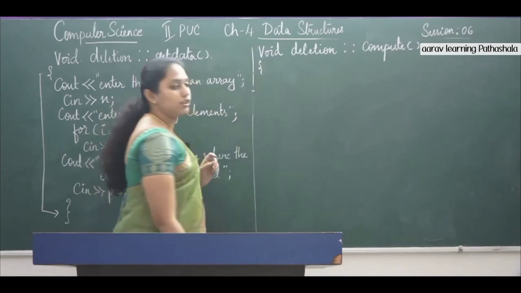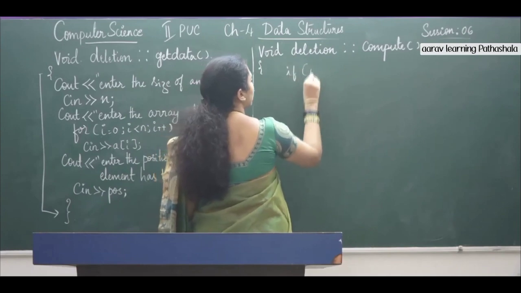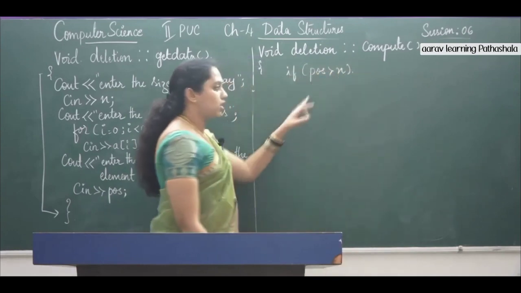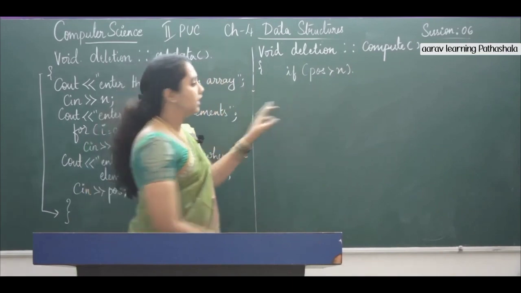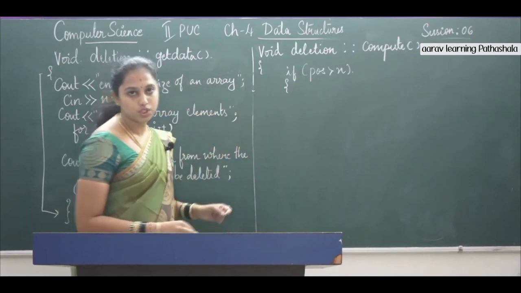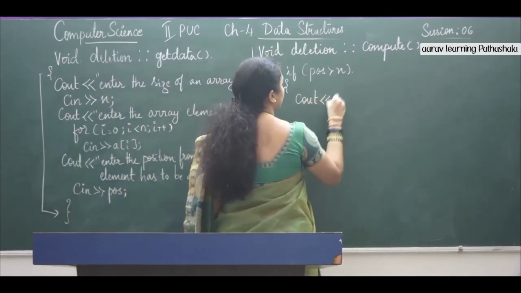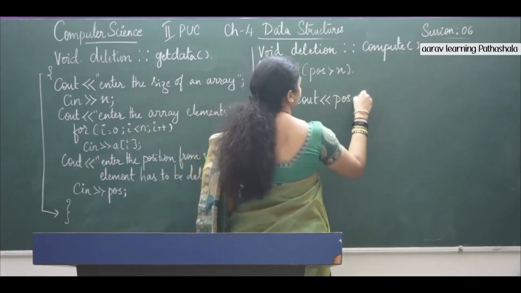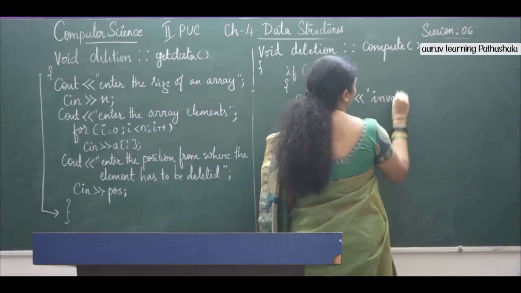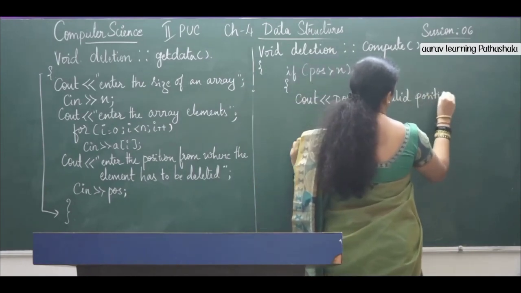So here we are checking for the condition. What is the condition? If position is greater than n. If the position is greater than n, we cannot delete an element from that position. So what we have to do? We have to print the position is invalid position.